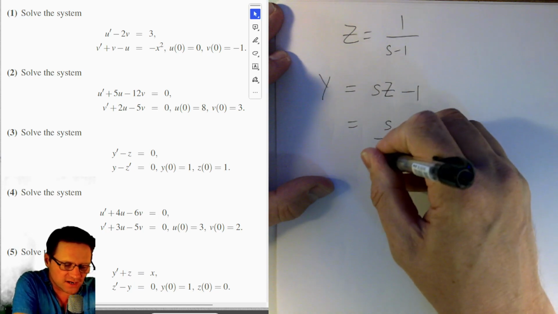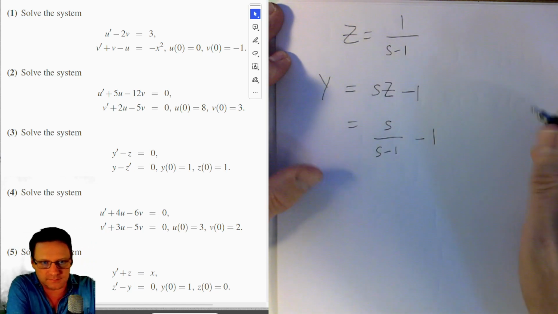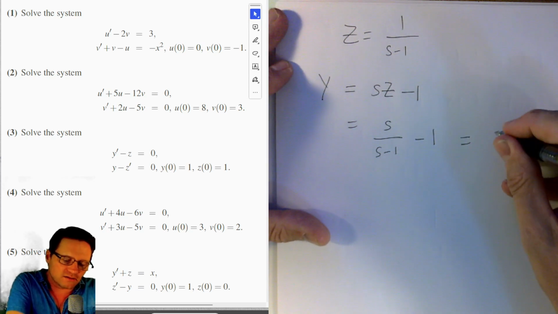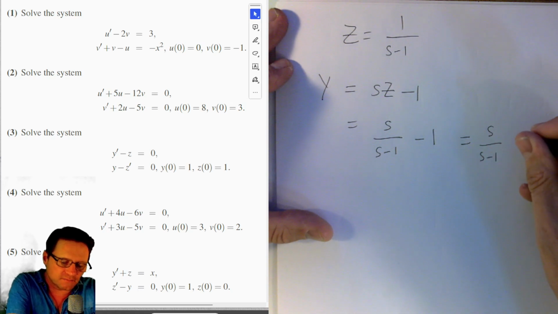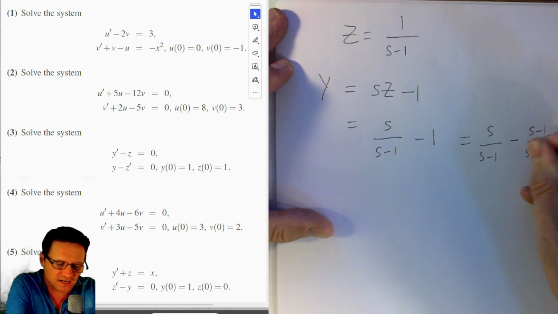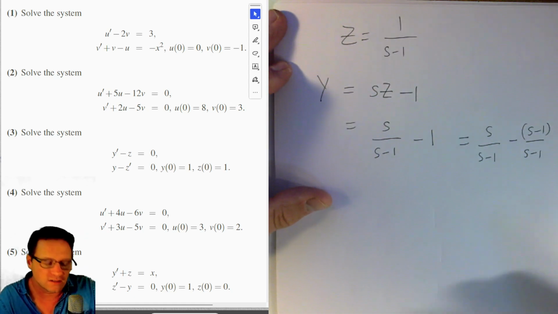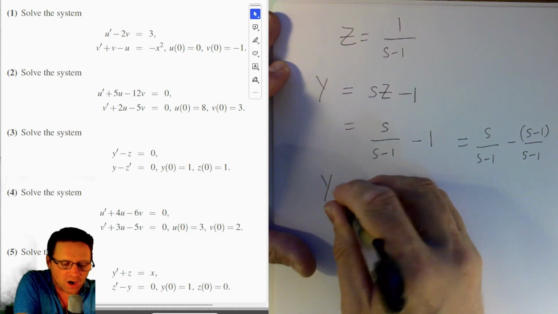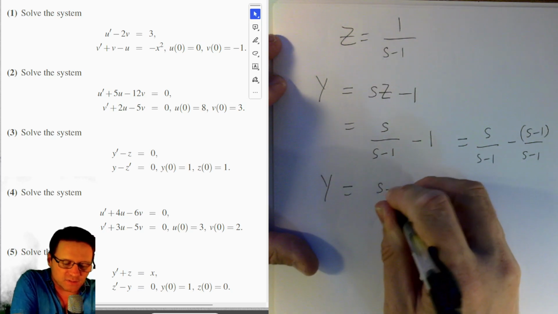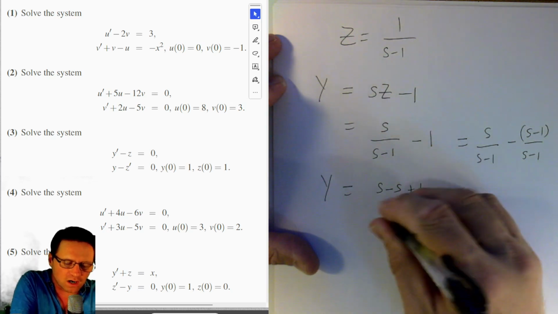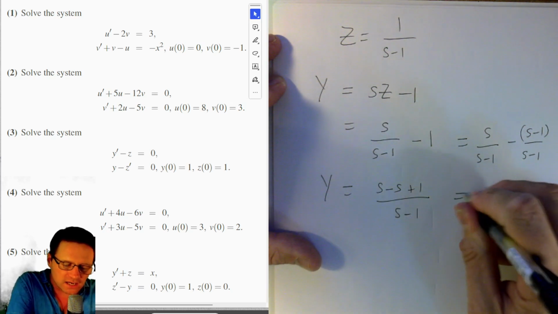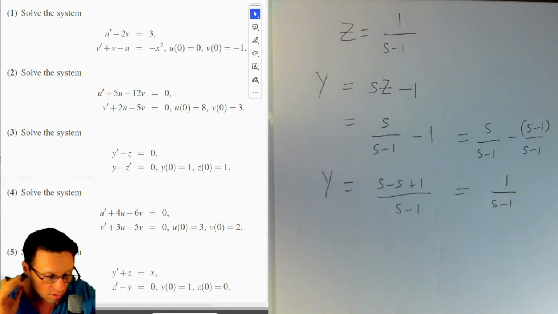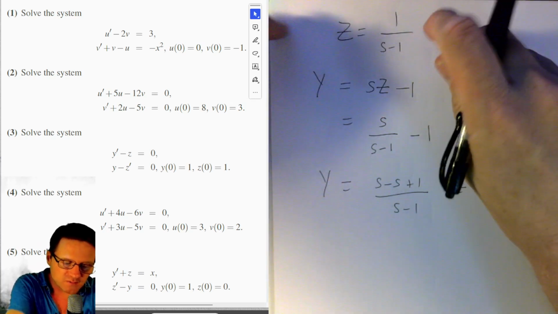So we have s over s minus 1, minus 1. Now if I multiply top and bottom of this by s minus 1, then we get s over s minus 1 minus s minus 1 over s minus 1. So now we can put this over the same fraction bar, called vinculum. So Y equals s minus s for the numerator plus 1, all over s minus 1. And so we've got Y equals 1 over s minus 1, because those two s's vanish there. All right, so uppercase Y is the same thing as uppercase Z.